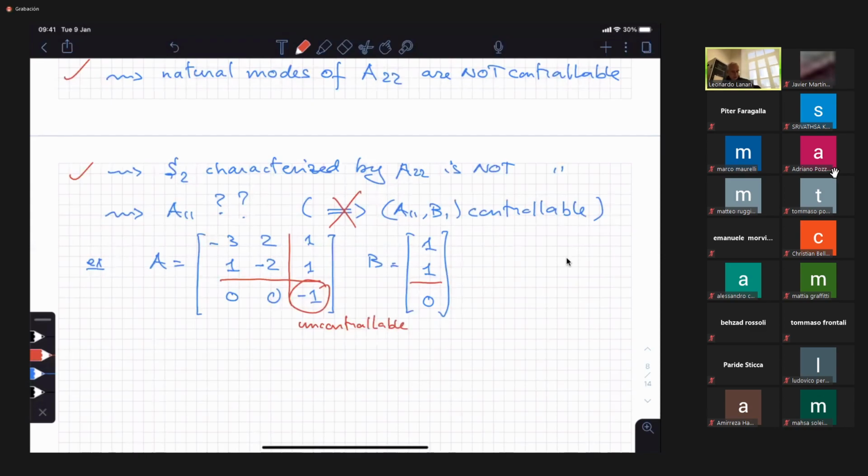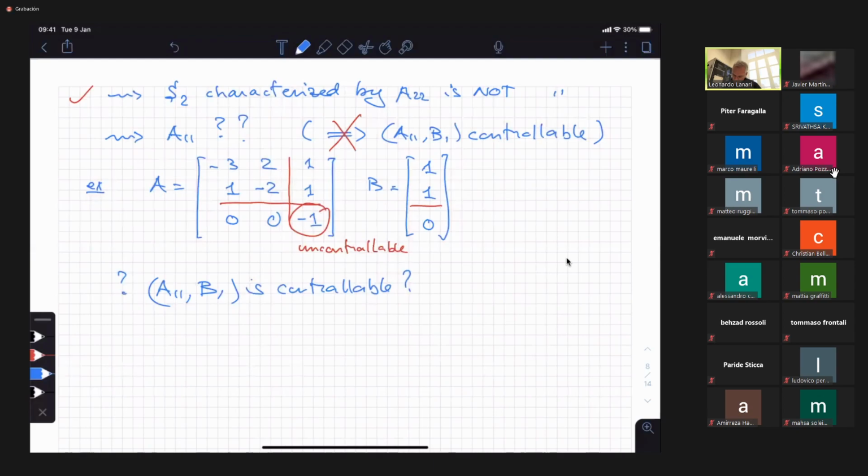But let's compute. Let's check if A11, B1 is controllable. We know that we should compute the controllability matrix for A11, B1. So B1 would be 1, 1. Then we would have -3 plus 2, -1, 1 minus 2, -1. And we see that A11, B1 is not controllable.